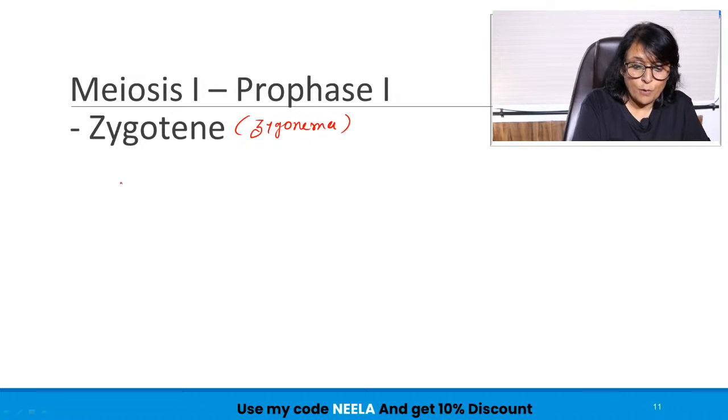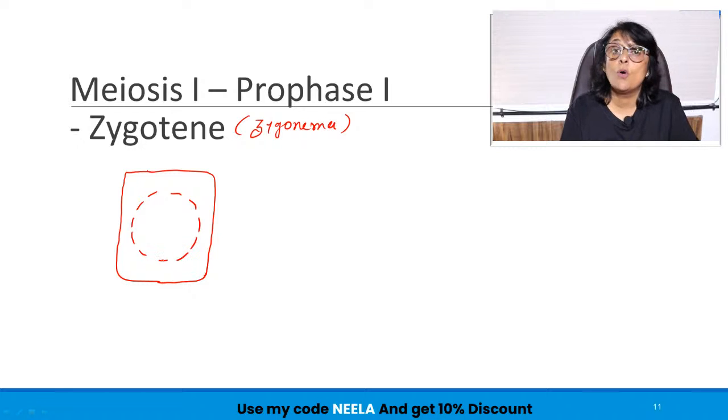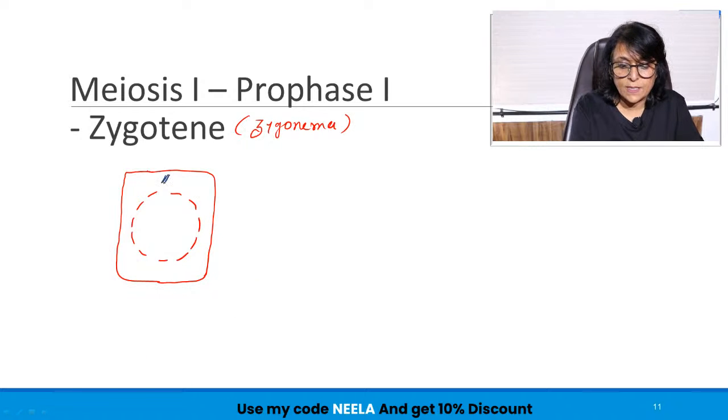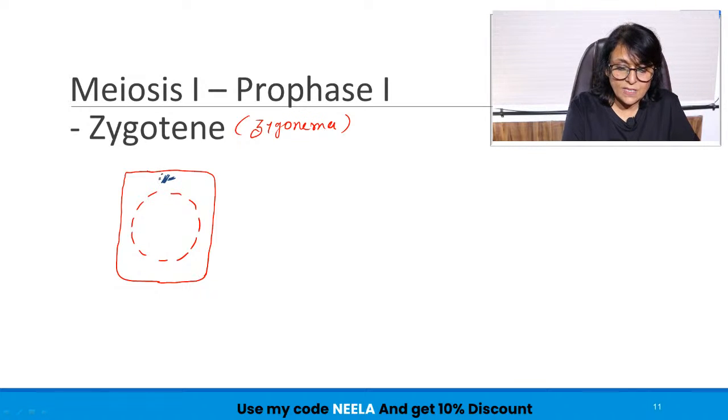So again, what we will do is we will draw the cell and we will see what all changes take place in zygotene. Nuclear membrane still intact, very prominently visible, no change, no dissociation. Centriole, centrosome is at the same place, though it has undergone splitting in S phase, but the two split centrioles are still at the same place. They have not moved to the poles.